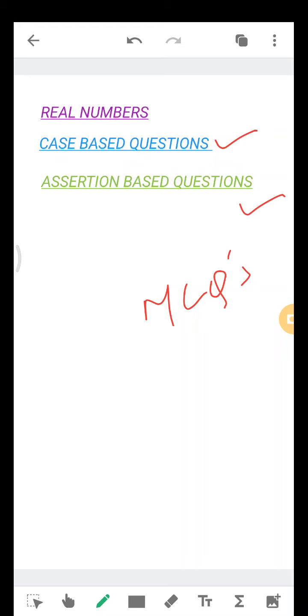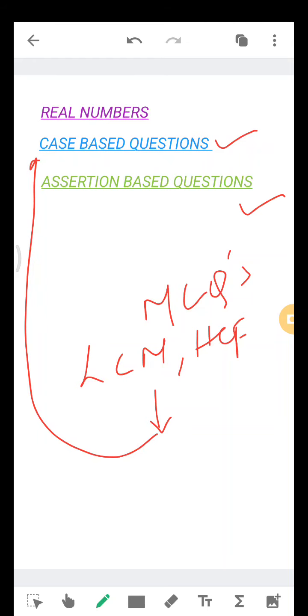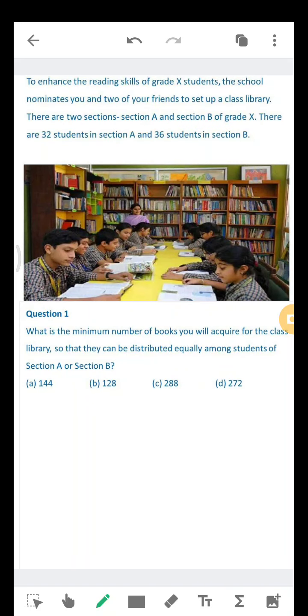Actually, you learn the concepts of finding LCM and HCF in real numbers, right? Now, how to apply this concept? The application of LCM and HCF will be asked as a case-based question. That's all. Case-based is nothing new. You will be knowing the answer for that, but you must understand the situation and do the suitable thing there. So let's see one of the important case-based questions.